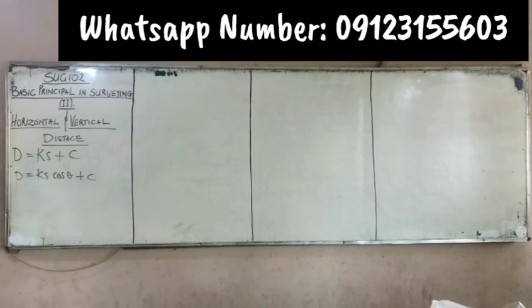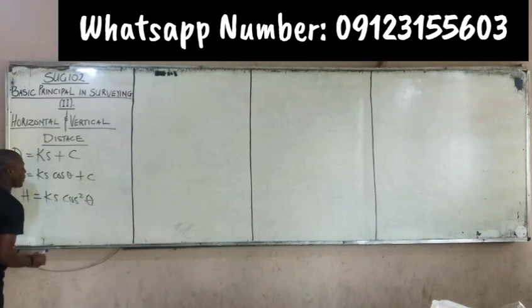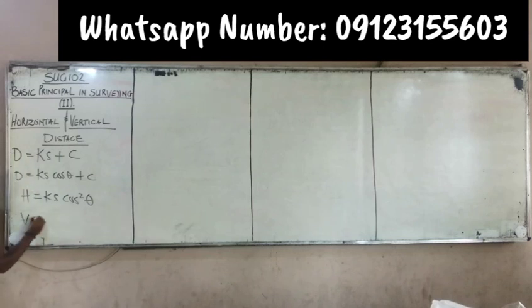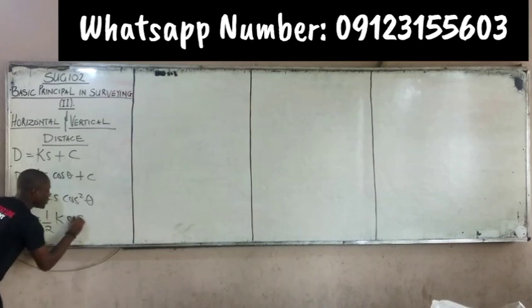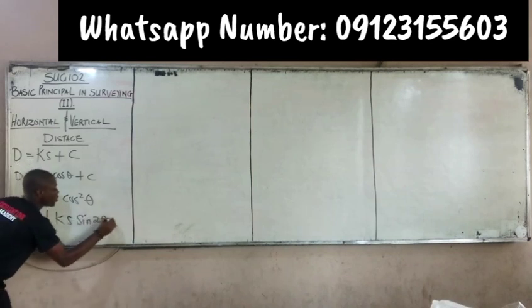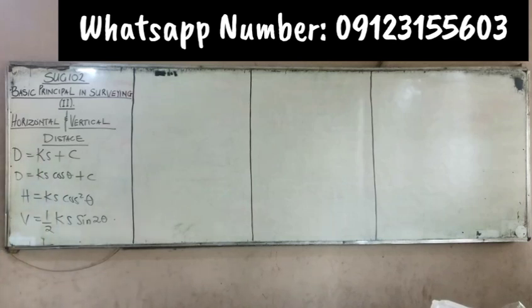Now we said horizontal and vertical distance. H is called the horizontal distance. It is given to be Ks cos squared theta, while V is given to be 1/2 Ks sine 2 theta. This is the formula for H and V. So let's prove this.